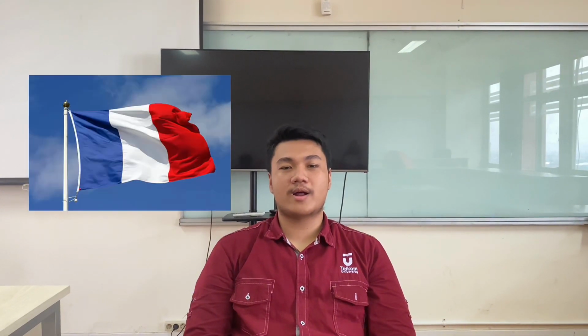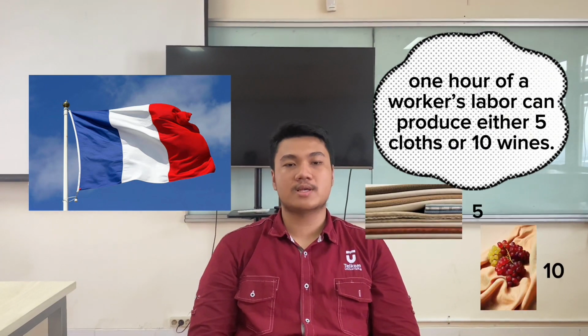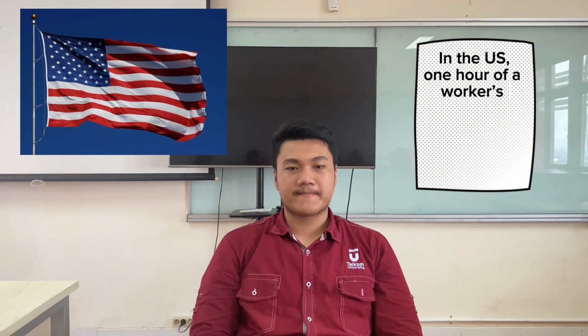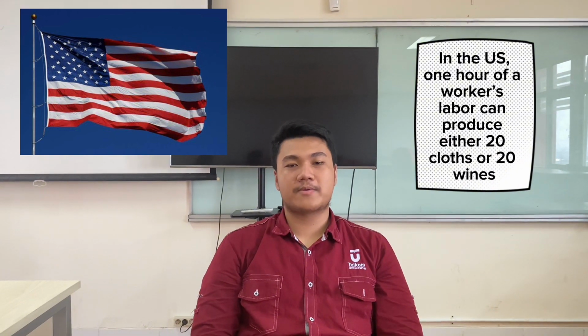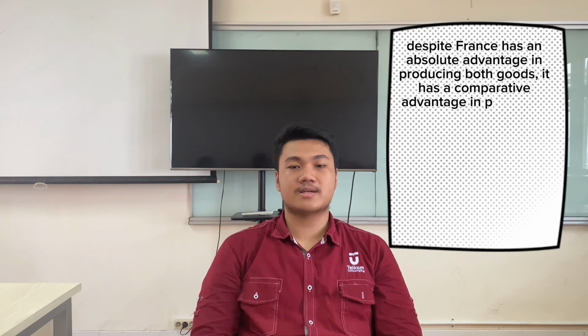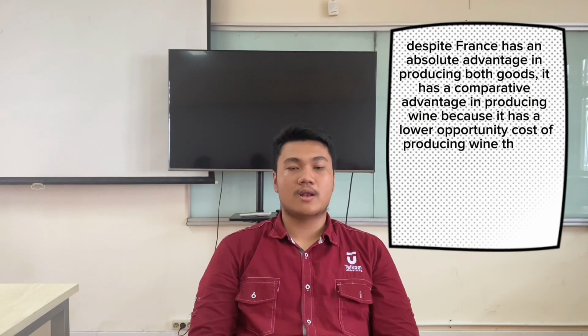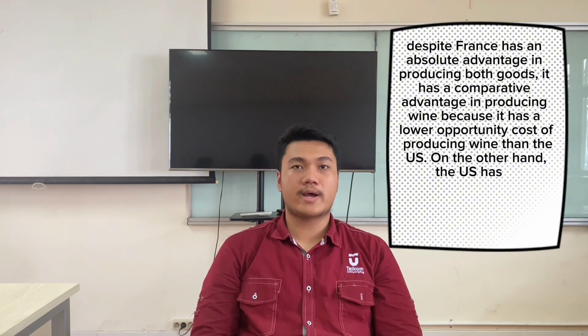In France, 1 hour of a worker's labor can produce either 5 cloths or 10 wines. In the US, 1 hour of a worker's labor can produce either 20 cloths or 20 wines. Although France has an absolute advantage in producing both goods, it has a comparative advantage in producing wine because it has a lower opportunity cost of producing wine than the US.